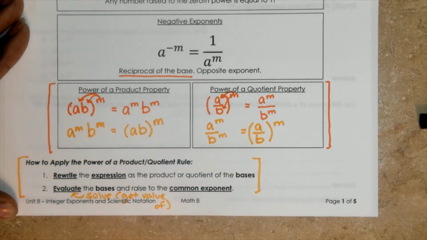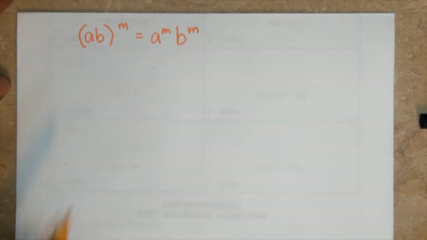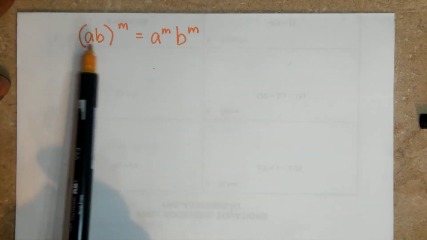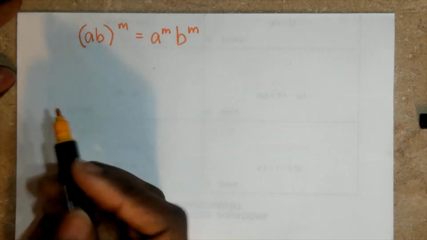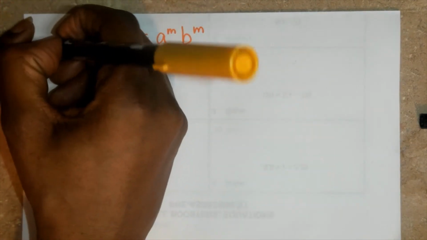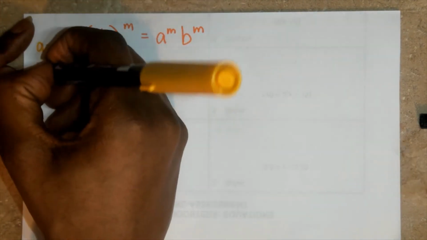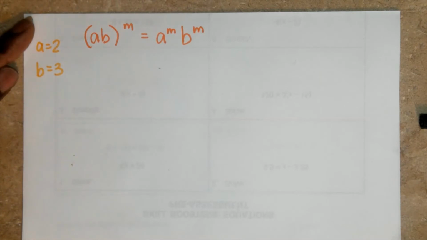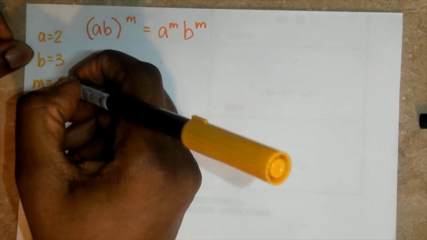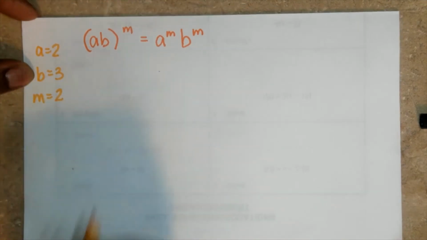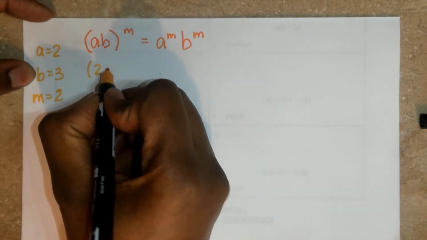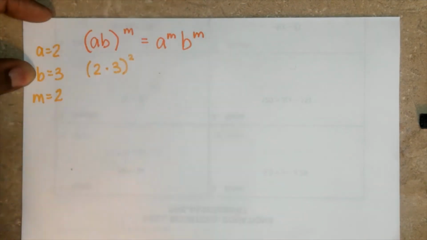Get the value of the bases and raise to a common exponent. So here we have the power of a product property, and what I'm going to do for you is use numbers. I'm going to substitute the number 2 for A and the number 3 for B, and I'm going to make the exponent, which is m, 2. Alright, so this becomes 2 times 3 to the second power.